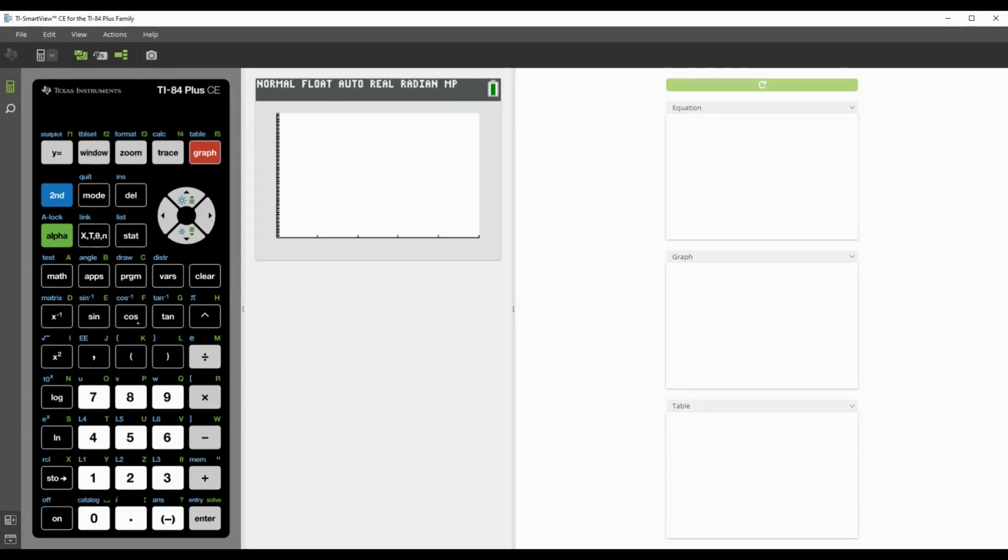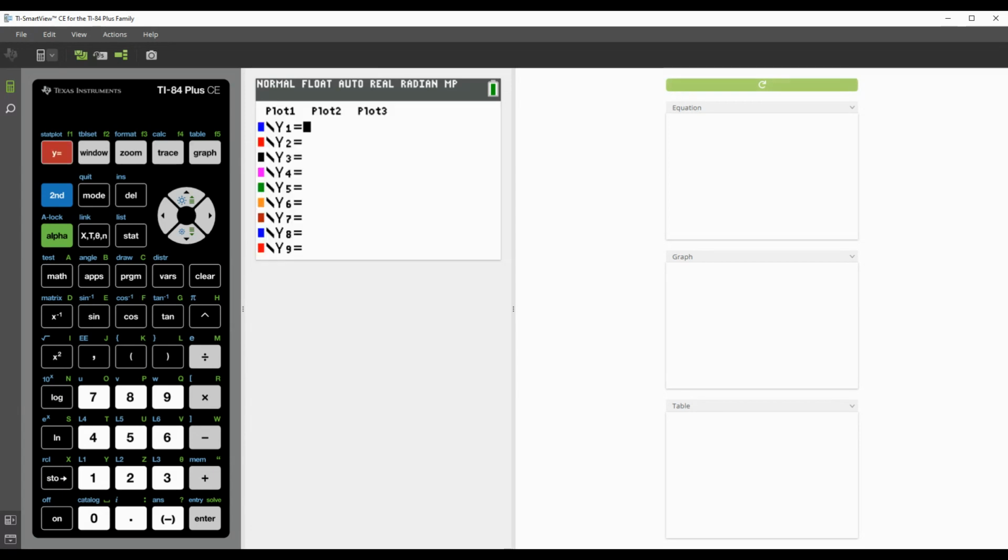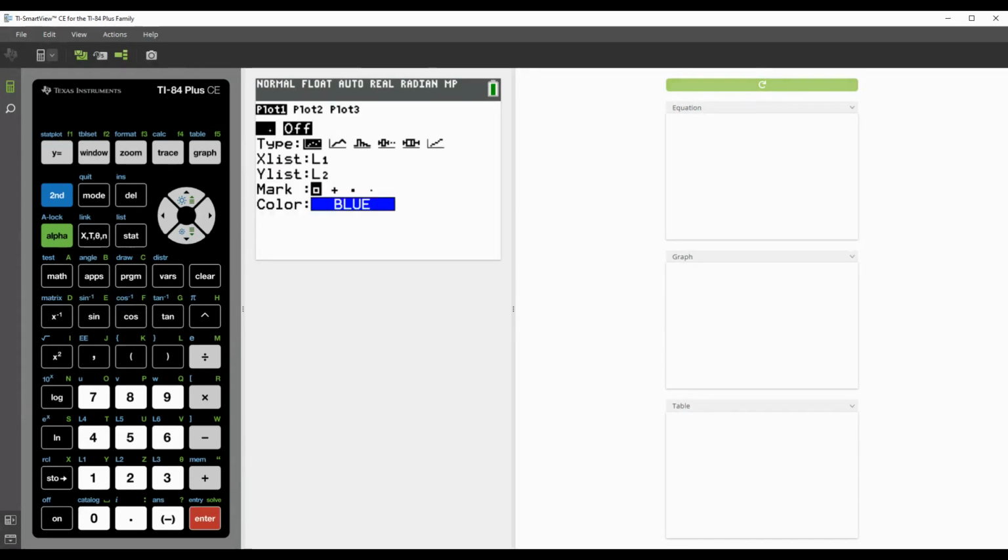But making a graph, this always looks to make the graph from the y is equal to, and we don't know the equation yet. What we're going to do is plot it, which is in the same basic area, but it's right above it. So second y is equal to. So let's plot our data. All you have to do is hit enter, and now it'll give you a toggle between on and off. So hit enter again, and that'll turn your graph on.